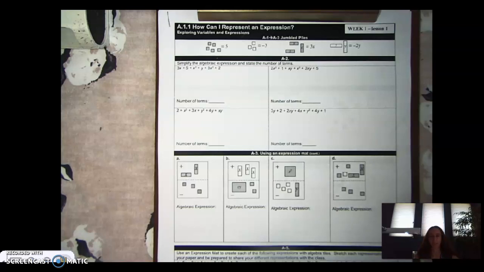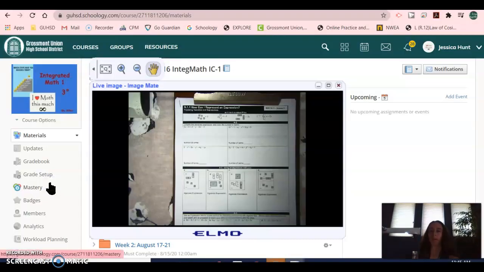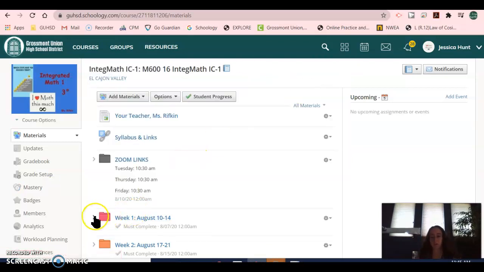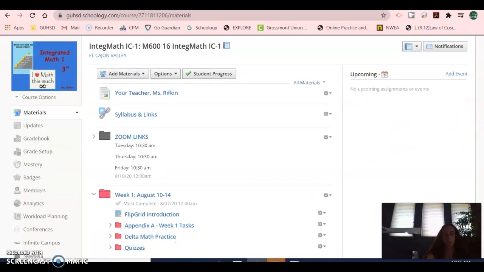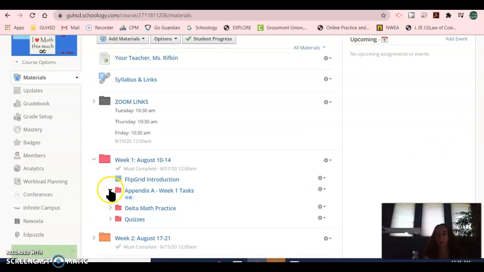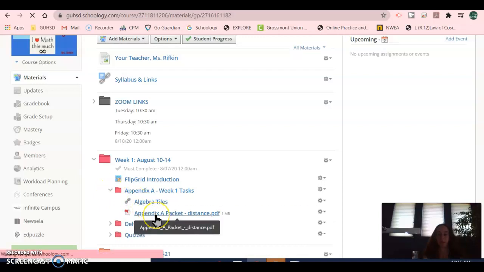So, first lesson of the school year. Either you have the packet because I gave it to you, or you don't have the packet. If you don't have the packet, what you're going to do is go down here to Schoology, see where it says week 1, and then come down here where it says Appendix A, and here's the packet.